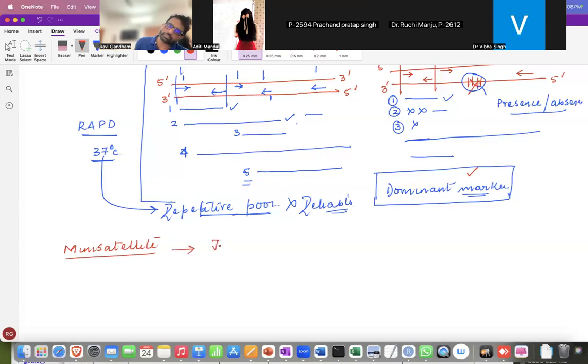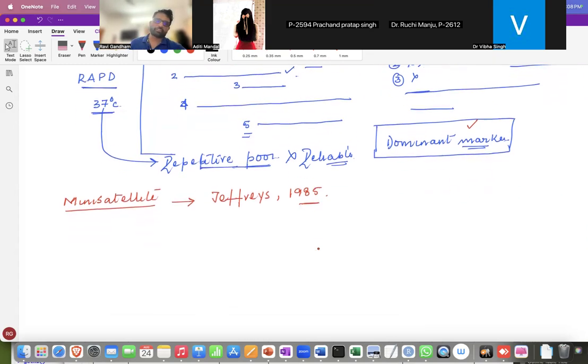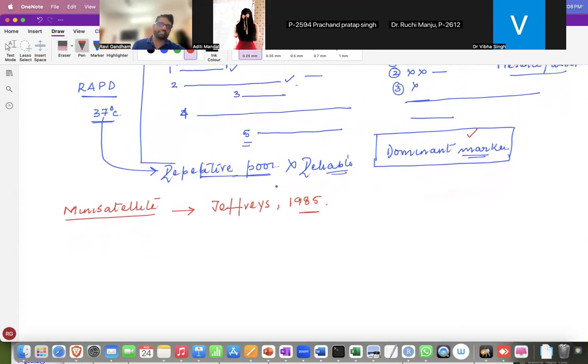Mini satellite was given by Jeffries. Again, I forgot the year. Probably it's 1985. I'll let you know. I know it's in the 80s, but 1985. Sorry, guys, I forgot. But anyways, the year I'll let you know. Right?